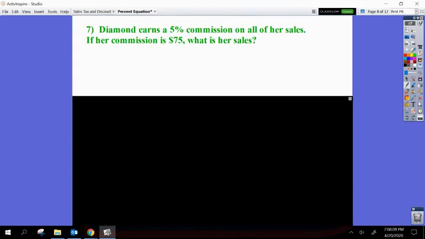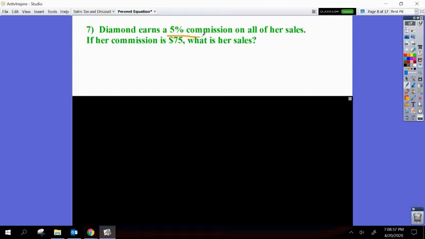Here's an example. Diamond earns a 5% commission on all of her sales. If her commission is $75, what is her sales? We have to analyze this problem and sort of think for a second. 5% commission is what happens when you sell a lot of stuff as a salesman. This is like the bonus you get. So if you sold a whole bunch of stuff, your boss may say, wow, you did a great job. Here's 75 bucks. Here's your 5% commission.